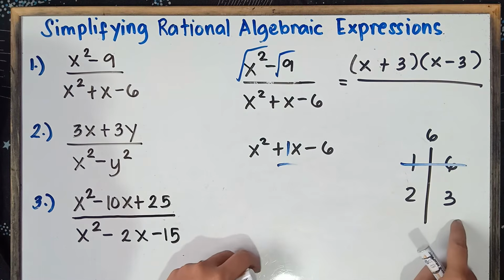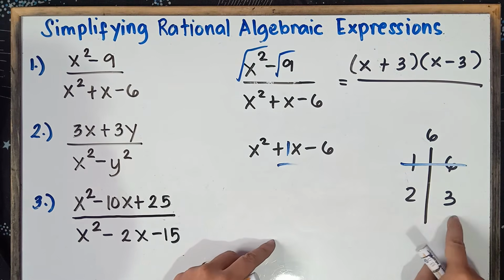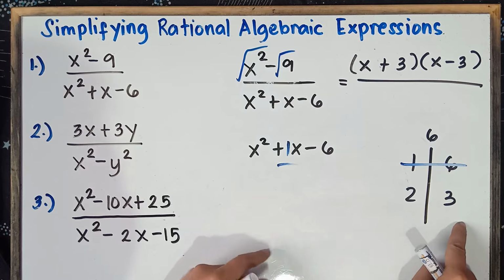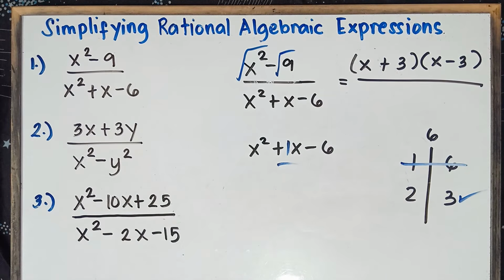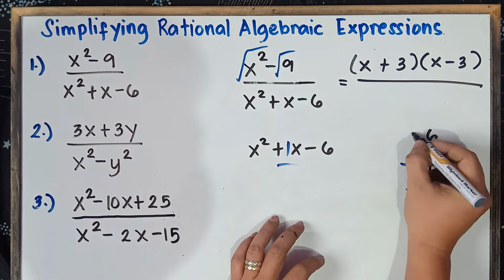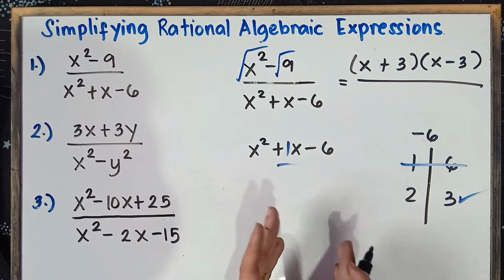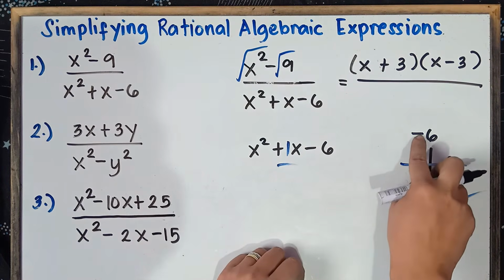How about 2 and 3? If we combine 2 plus 3, that would be 5. If we subtract 3 minus 2, that would be 1. So therefore, we can select 2 and 3. Now, since this is negative 6, one number should be negative.